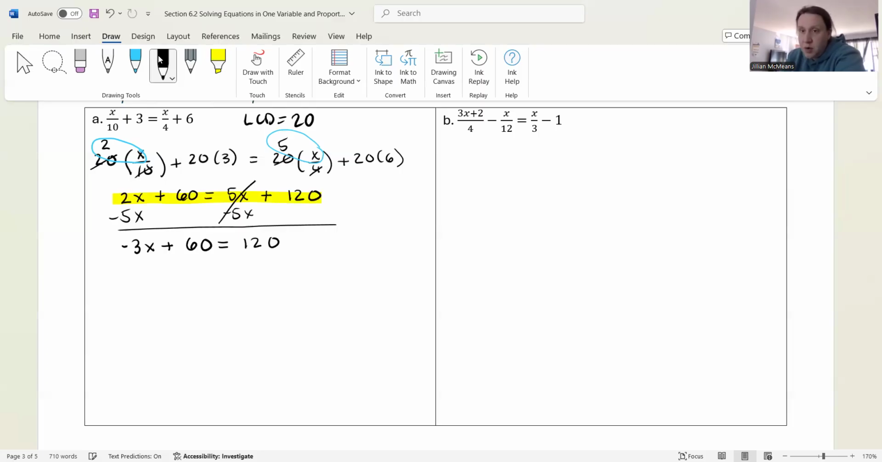It would be totally normal to say that the 5x's cancel, but please understand why the 5x's cancel. They cancel because their sum is 0, okay? Now, we've got all the variables in a single term on one side. What we need to do is isolate that variable term.